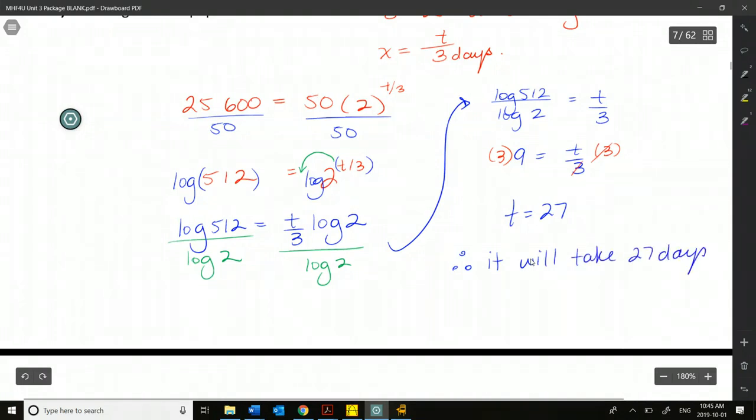Notice that we're getting that unit of measurement out in the same measurement that the growth period was in for the population to reach 25,600.